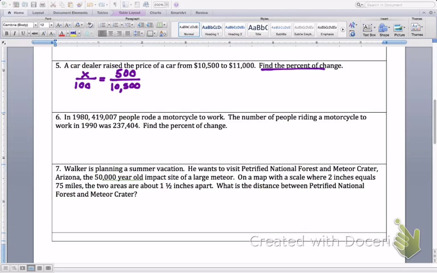Cross multiply: 10,500 times x is equal to 500 times 100. So that equals 50,000. We need to divide both sides by 10,500. 50,000 divided by 10,500, and we get 4.76.